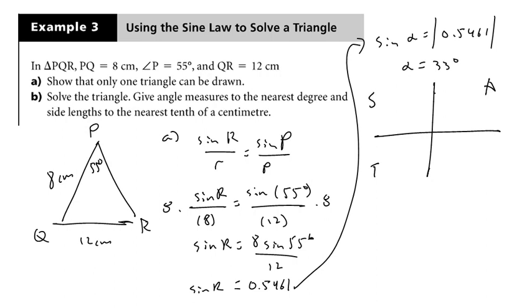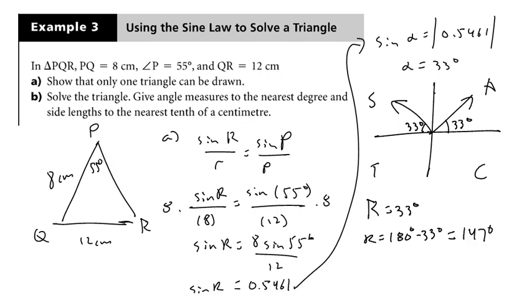Okay, all students take calculus, which means that there are two possible spots for our terminal arm, for those reference angles. Which means that R equals 33 degrees, or R equals 180 minus 33 degrees, which equals 147. And 147 plus 55 is going to be more than 180. So we've shown that there's only one possibility for angle R, and that's 33 degrees.